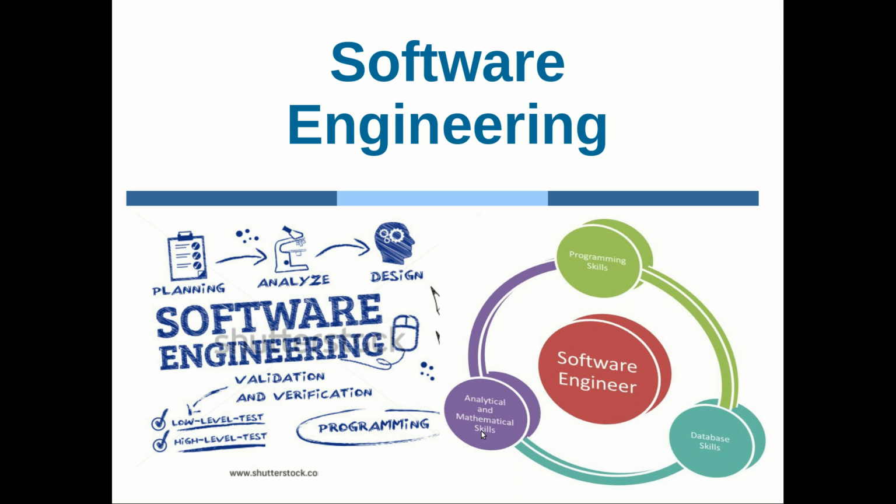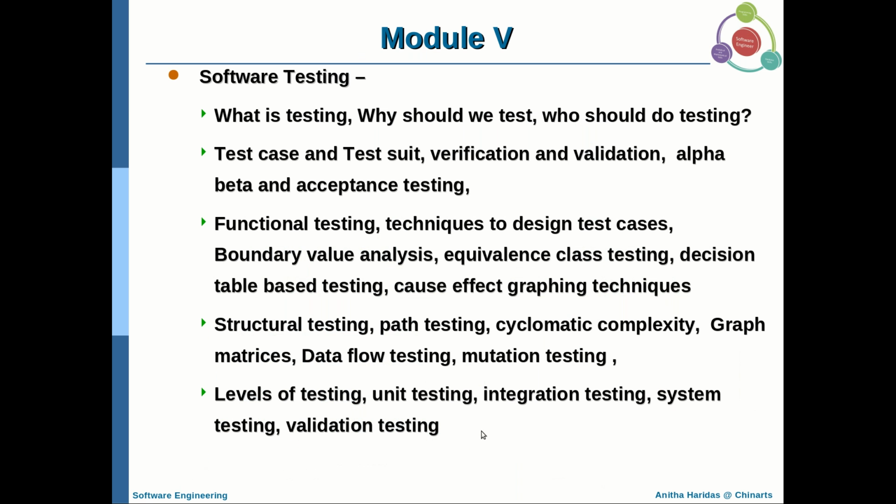Hari Om. In the fifth module of the software engineering course, we are currently discussing white box testing. The different techniques we have discussed, path testing and cyclomatic complexity, show how these two techniques can be used to understand the internal structure of a program and how to design test cases. Now in this video, we are going to talk about graph matrices.